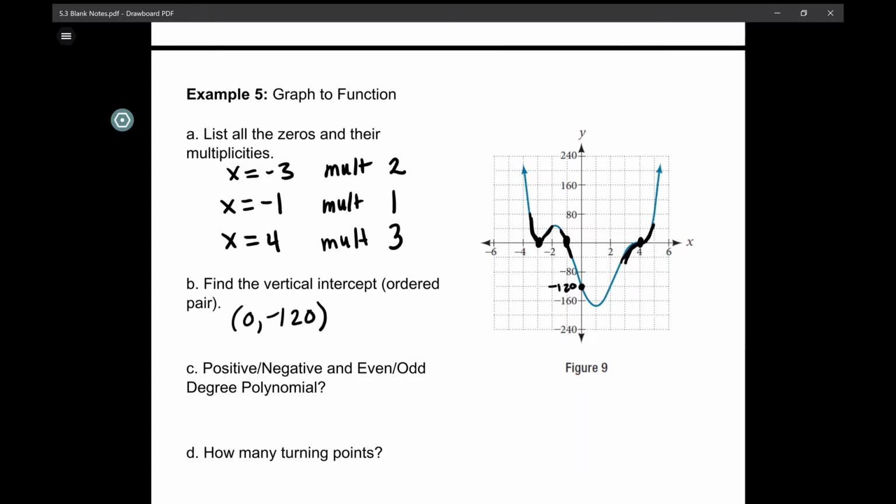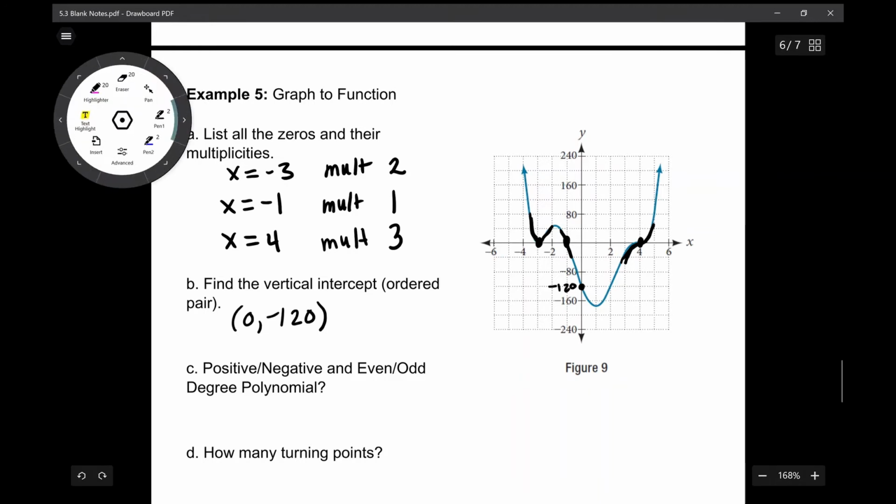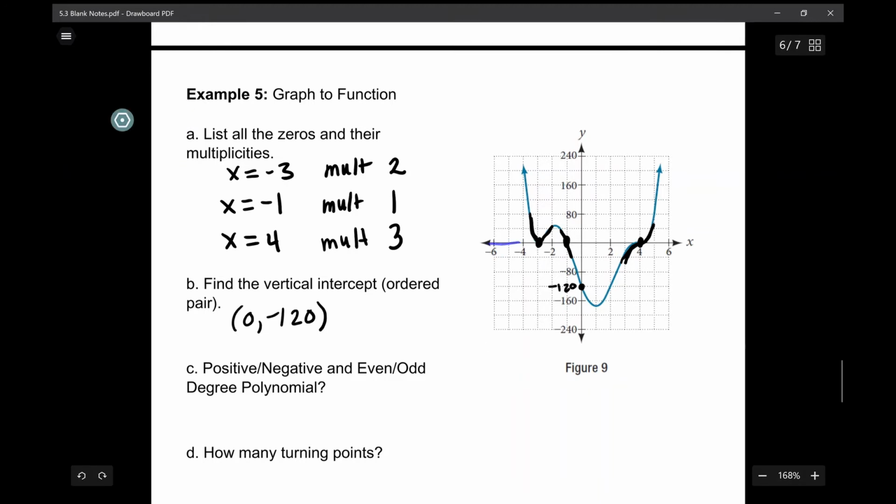Positive, negative, even, odd degree of the polynomial. What do we think? Well, let's look at the end behavior. As x goes to -infinity, this function is going to infinity. As x goes to positive infinity, this function is going to infinity. So which of our functions is that like? It's like x squared, right? So we know that it has a positive leading coefficient, and we know it's an even degree polynomial.